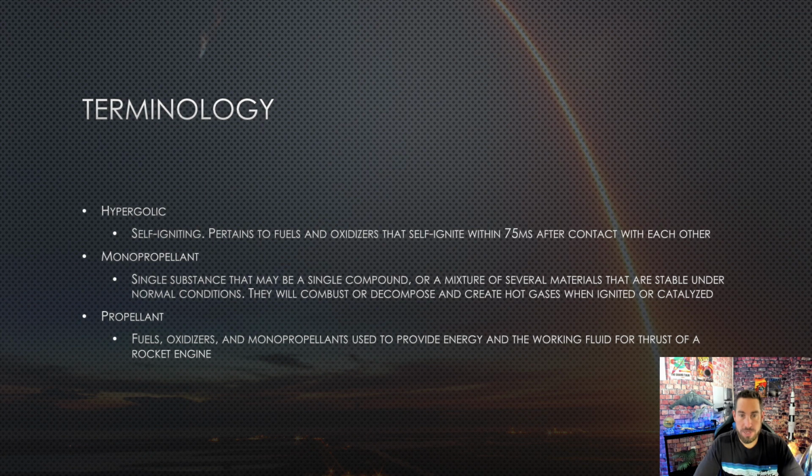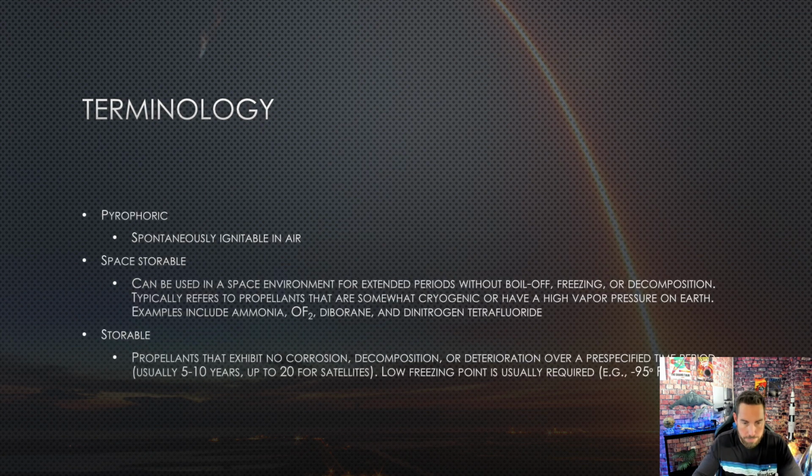They'll either combust or decompose and then create the hot gases needed to propel the rocket once they're ignited or catalyzed. There are some monopropellants that are in use. Most of it, though, is two separate bipropellants that are used in rockets. And the propellant, just as an overall term, covers fuels, oxidizers, and monopropellants used to provide energy in the working fluid for thrust of a rocket engine. We'll talk about working fluid in a little bit.